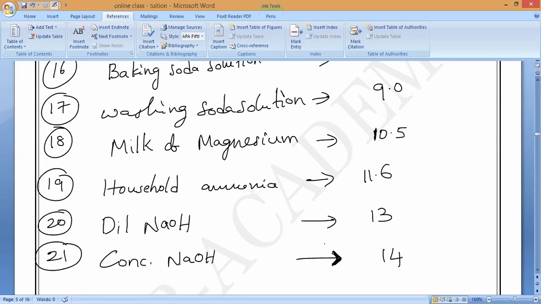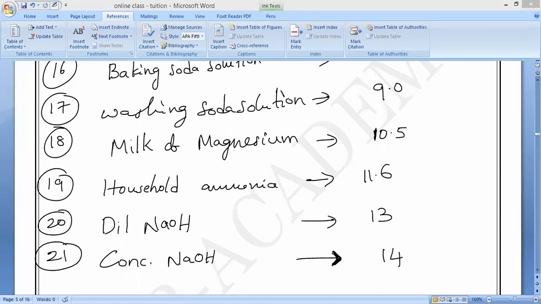Now, in the tabular column, whatever is there, please tell me. I will say the values. Carrot juice pH value, please write it down, 4.5. Actually, it is around 4.5 to 6. You can write it. Write the pH value 6 for carrot juice.